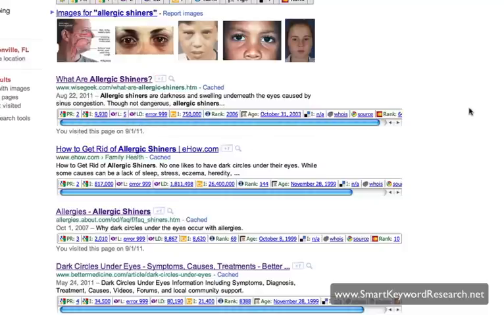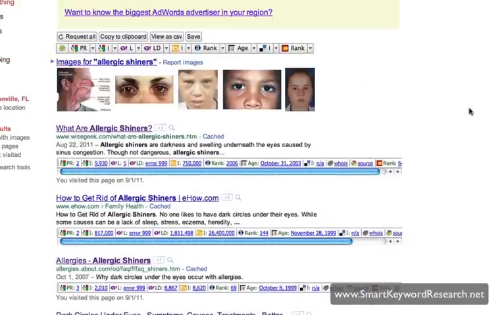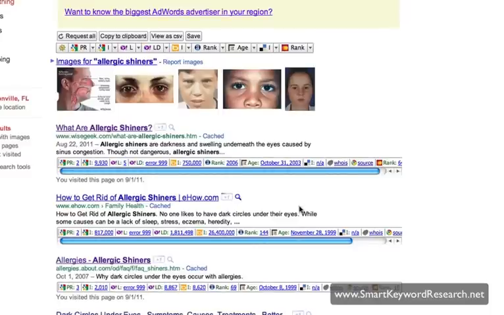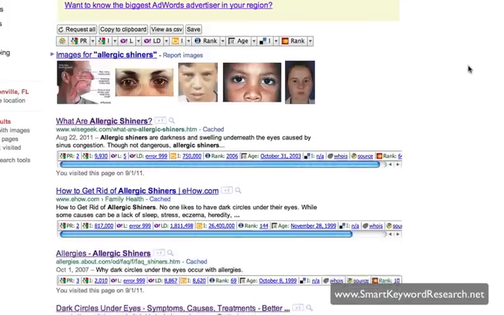So for you to put up a website called allergicshiners.com, .net, .org, or whatever, and write some content about allergic shiners and get some quality backlinks, it would be no problem for you to come to the top here and beat this guy out for number 1. So we're not seeing any results for this term in the search advertisement results. Usually we'll see some sort of results here on the right sidebar, which we're not seeing right now.